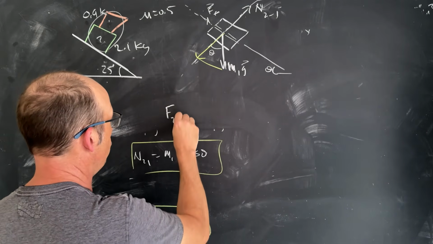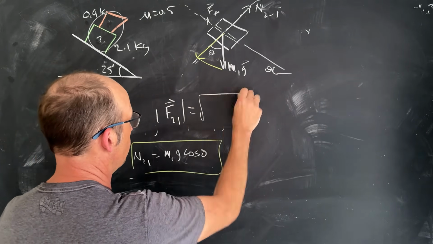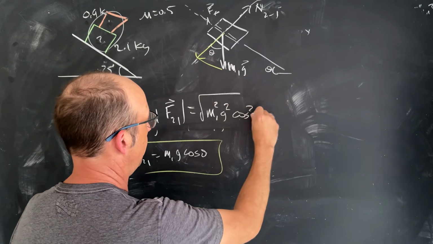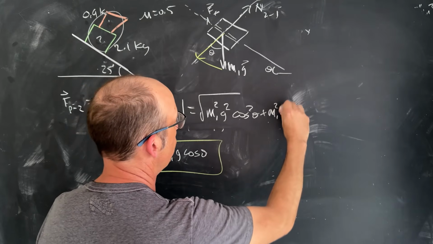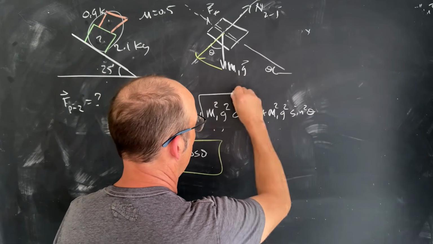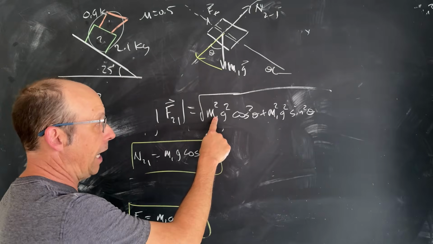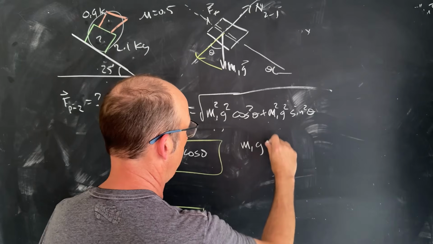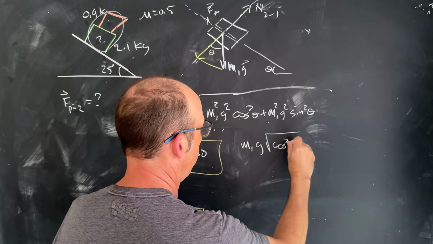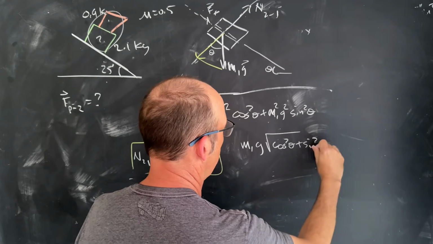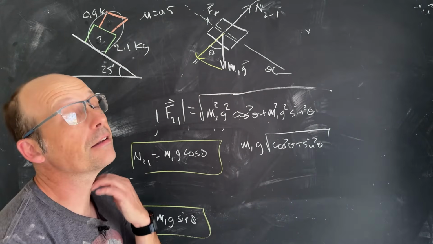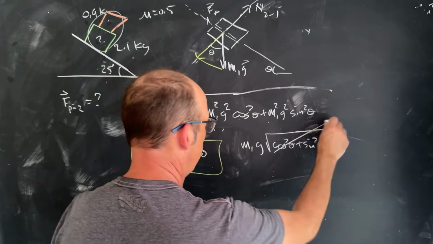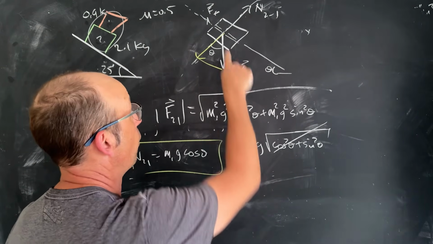So F21 magnitude is the square root of m1 squared g squared cosine squared theta plus m1 squared g squared sine squared theta. Well, look what happens here. I can factor out the m1 squared g squared, and I get m1g times the square root of cosine squared theta plus sine squared theta. Oh my goodness, what is that? Sine squared plus cosine squared is 1. So I get the same thing I got before for the force in that top block.